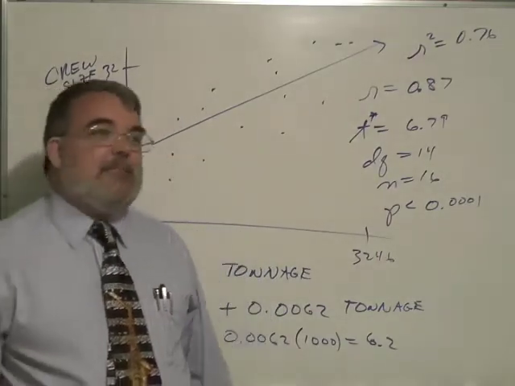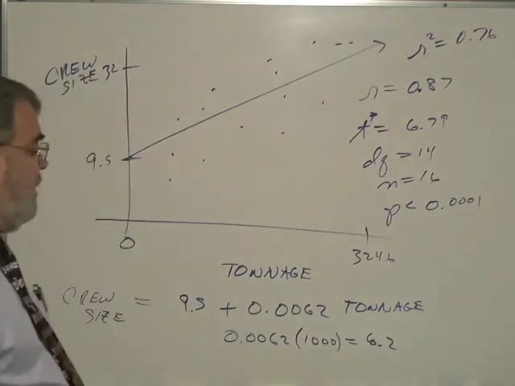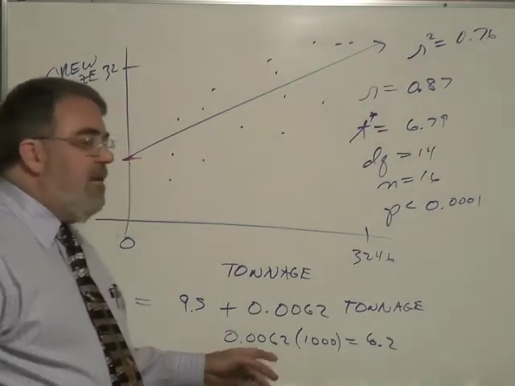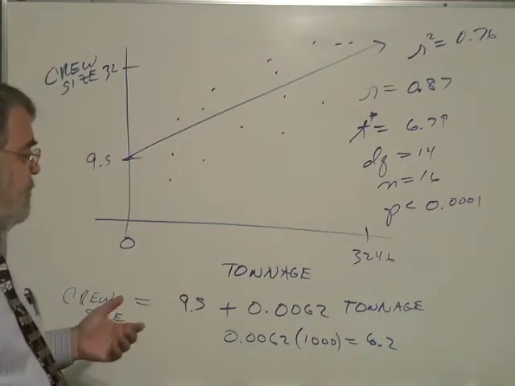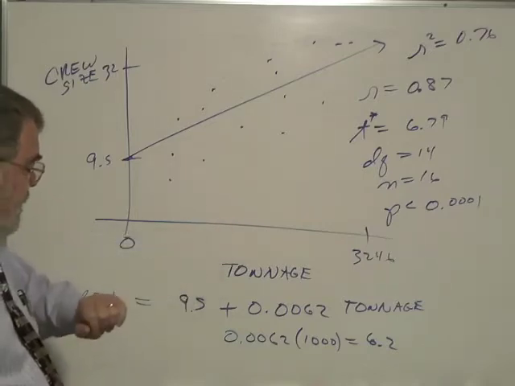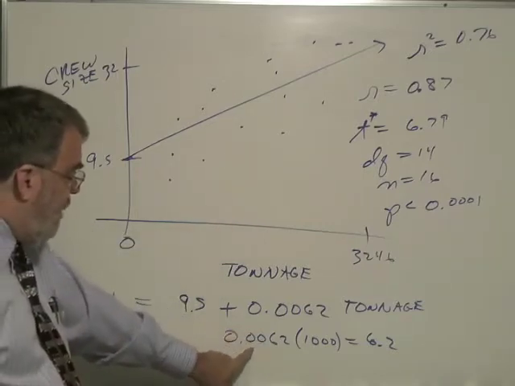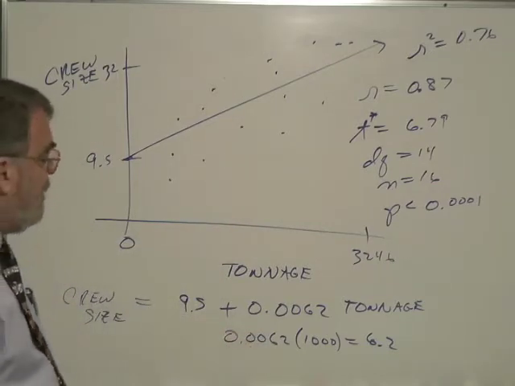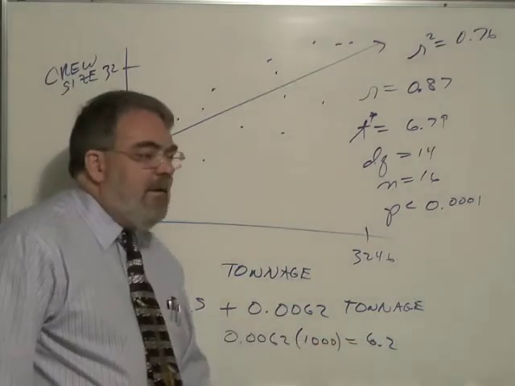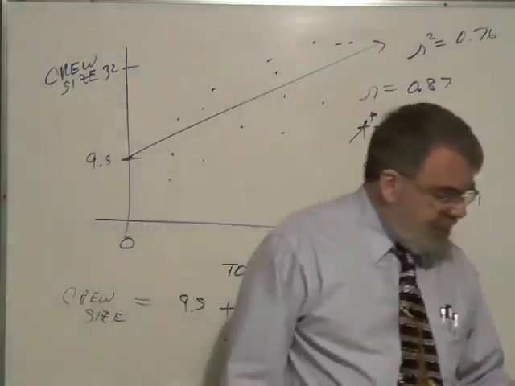And there you go. That's the rate of increase: for every extra ton, we require 0.0062 crew members. Well, for 1,000 tons, that would be 6.2 crew members.